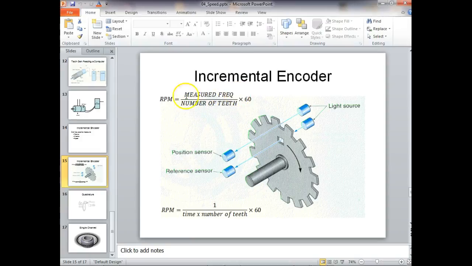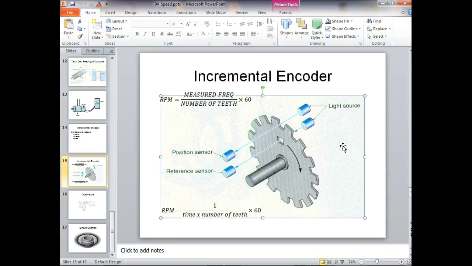Oh, okay, so we got the formula backwards. I should have transposed it. Times the number of teeth, reciprocal times 60. Let's do this one. So it's the measured frequency. So what was our measured frequency? Divided by the number of pulses per revolution.